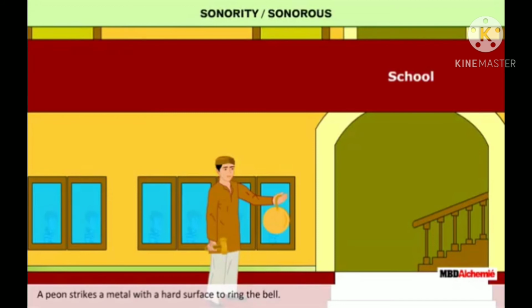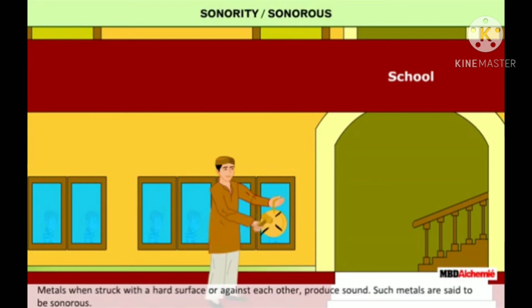A peon strikes a metal with a hard surface in the school for ringing the bell. Metals produce sound when they are hit with hard objects. Thus, metals are said to be sonorous.